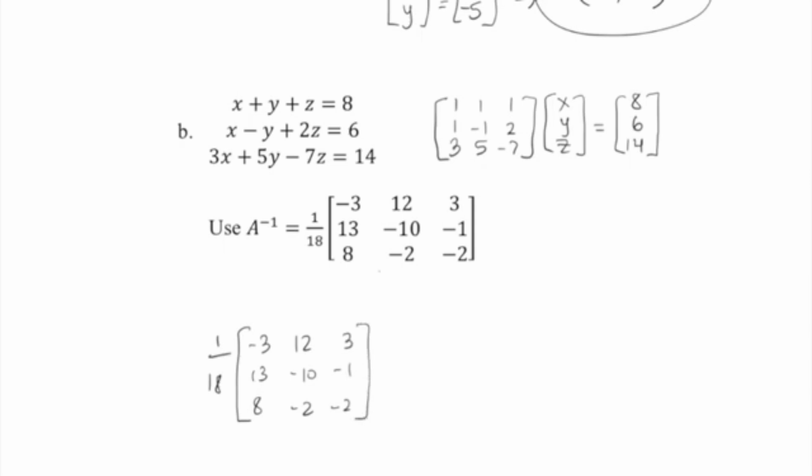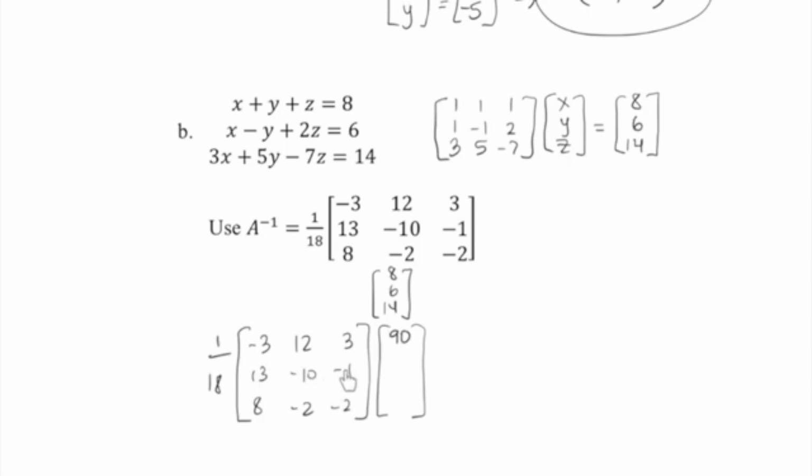Is this matrix multiplied by the matrix 8, 6, 14. So this entry is combining that row to that column. So we're going to have negative 24, positive 72, and it's going to be 42. So you add negative 24 to 72 to 42. That makes 90.